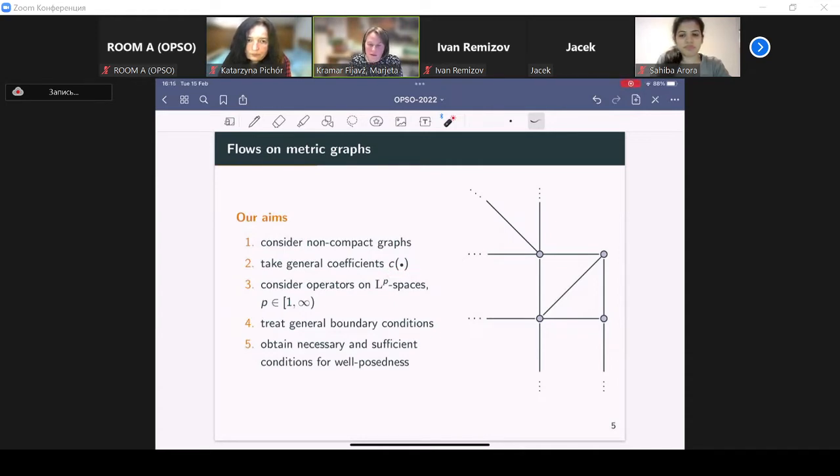We will start directly in LP spaces for any p greater than 1. And what we will treat are quite general boundary conditions, not just the standard one. Most of the works that were cited in the previous page considered standard conditions, but we will try to be as general as possible today. And our aim is to obtain necessary and sufficient conditions for the well-posedness of such a problem.